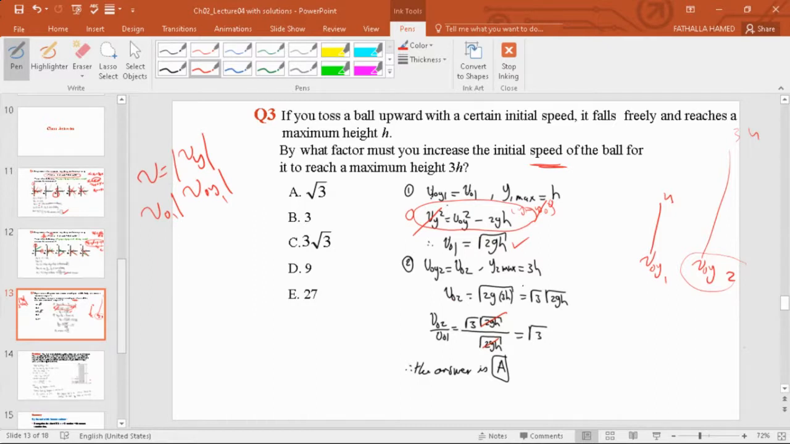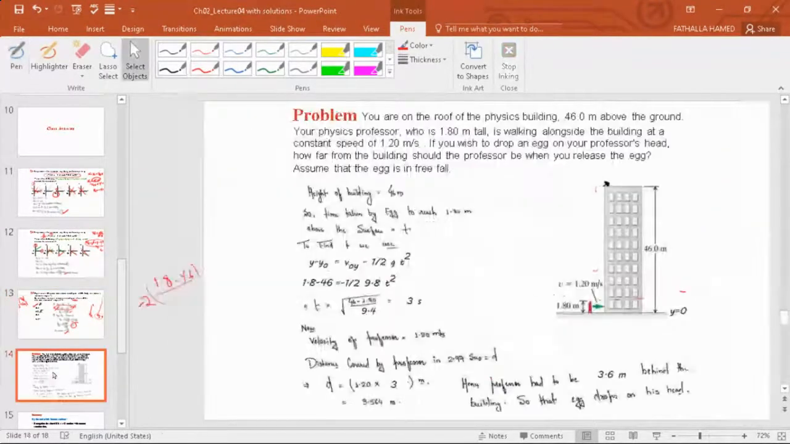Now in the second situation, I will do the same thing. It is the same situation. V02, which is the speed in case 2, will equal the square root of 2gh2, but h2 is equal to 3h. And if you do that, it will give you the square root of 2g times 3h. And if you do that, the ratio will be root 3. And that's why the answer here is A. Is this clear? So that's basically how you can manipulate these equations to get your answers.